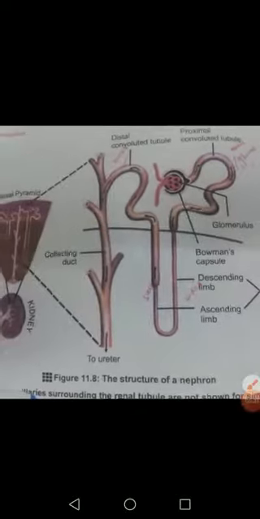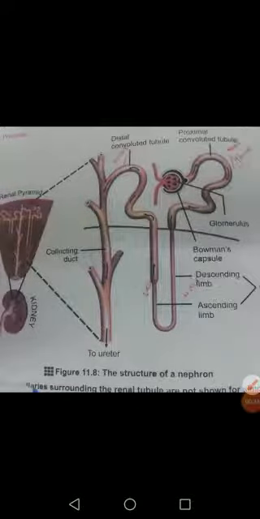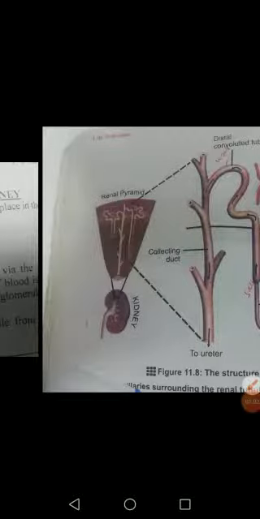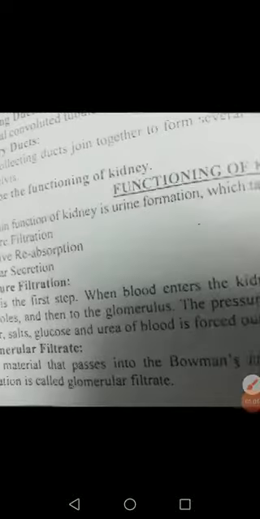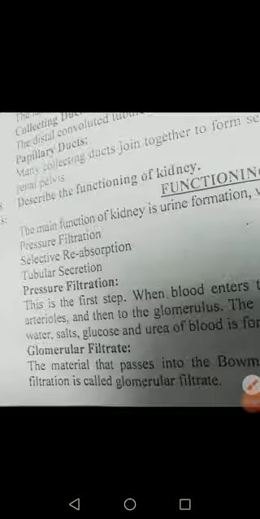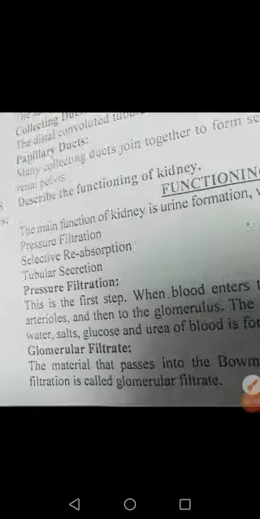Now we will discuss its function, how urine is formed in the nephron. Basically, the function of kidney is to form the urine. Formation of urine is the function of kidney. How is urine formed? There are three major steps involved in the formation of urine in kidney: first is pressure filtration, second is selective reabsorption, and third is tubular secretion.